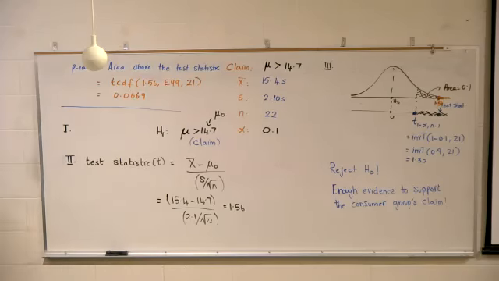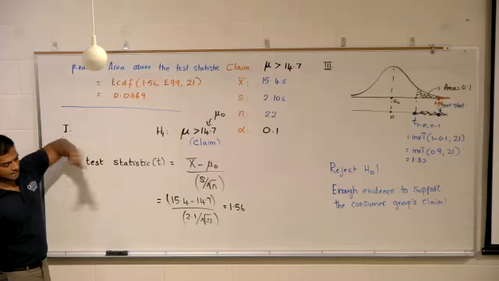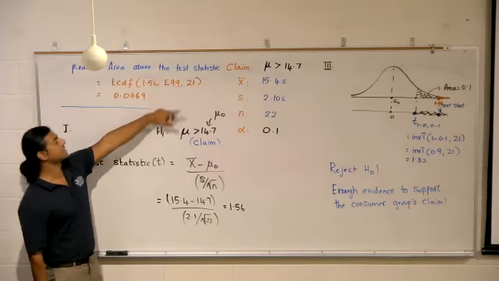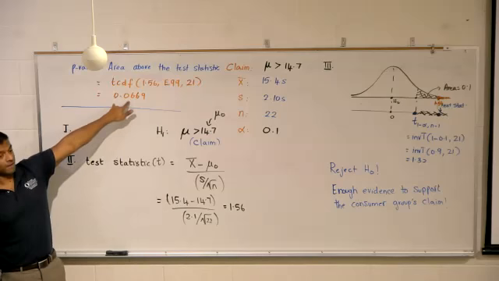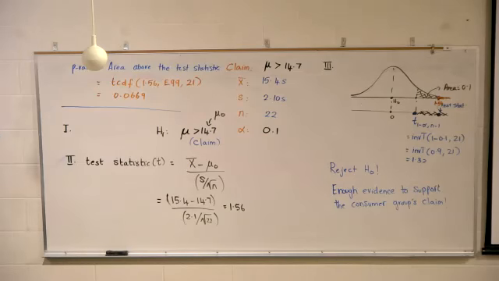Okay. So that is the p-value, and it is the area above the test statistic for a right tail test. Good? Okay.